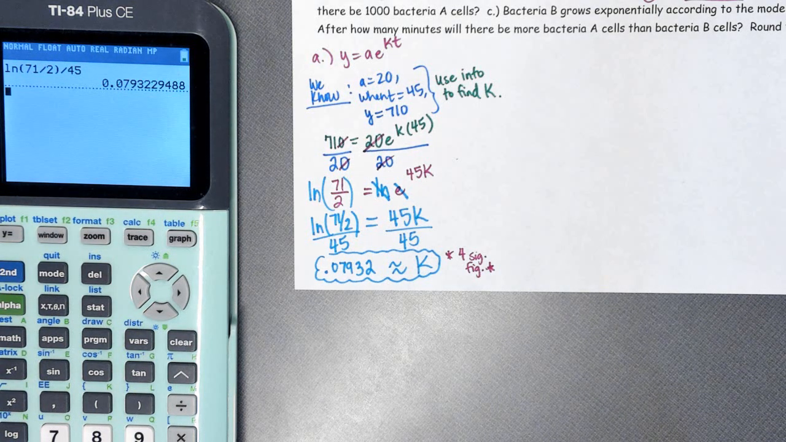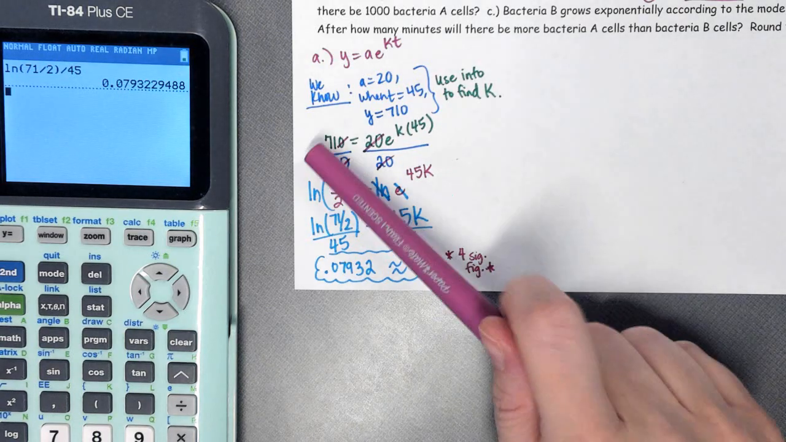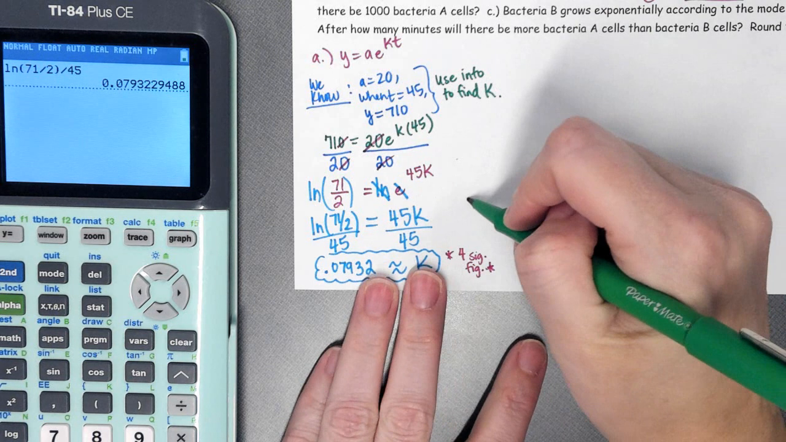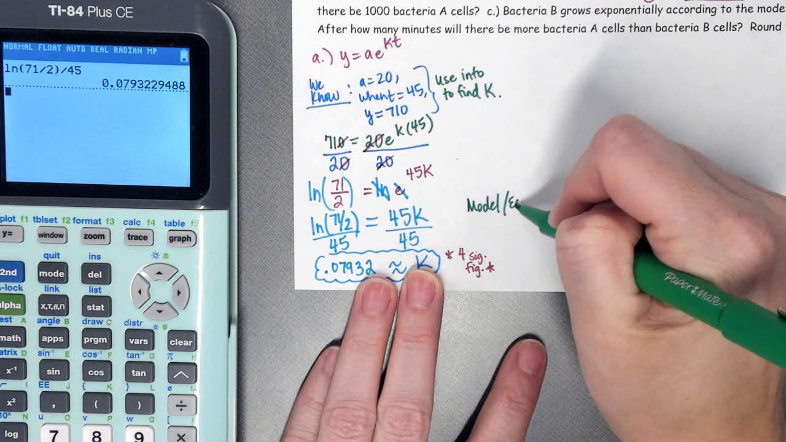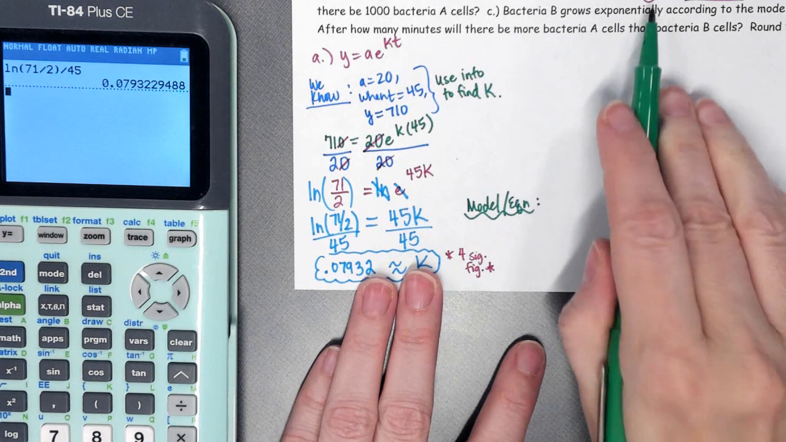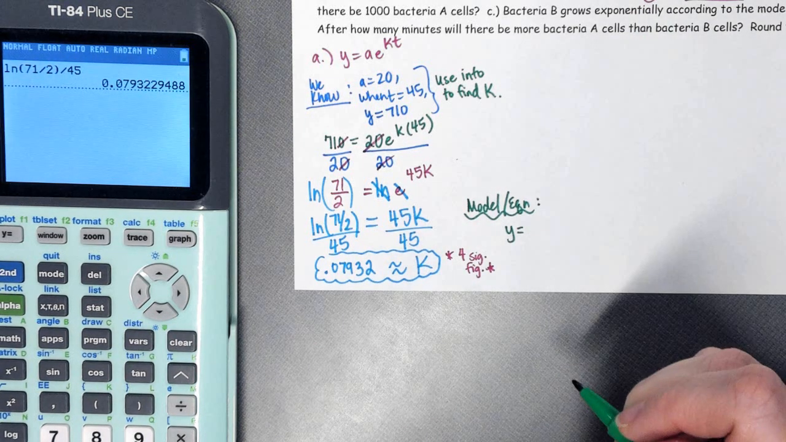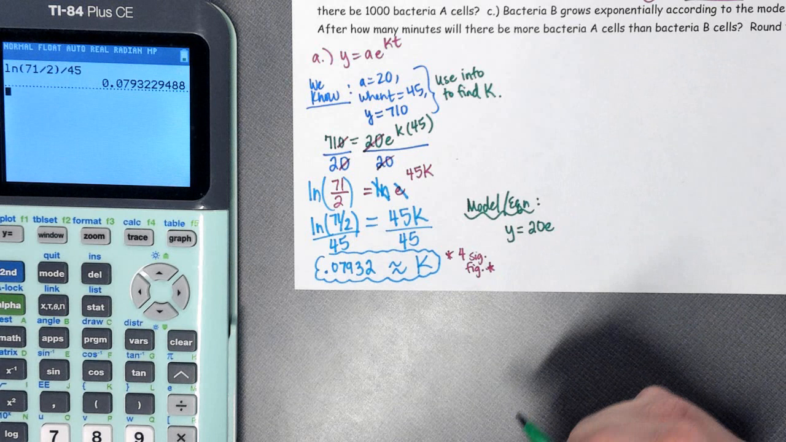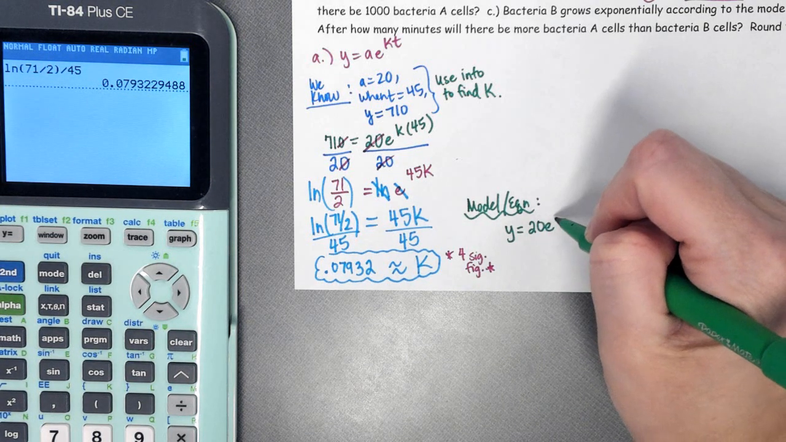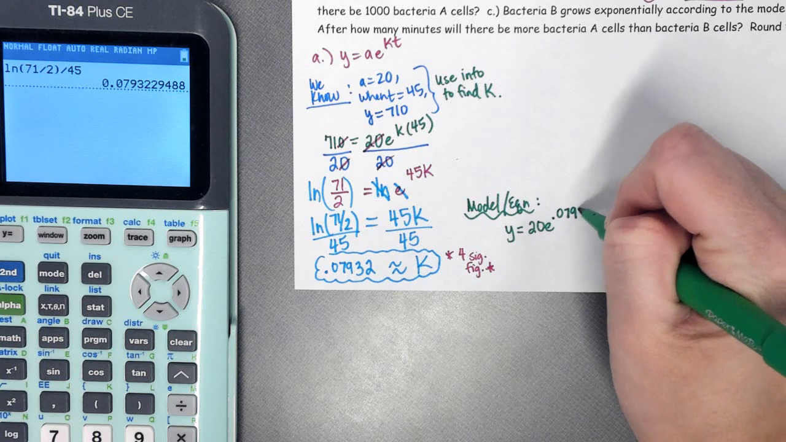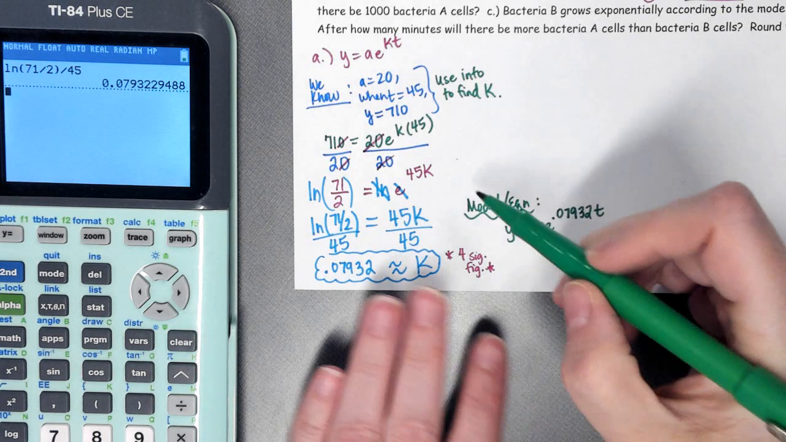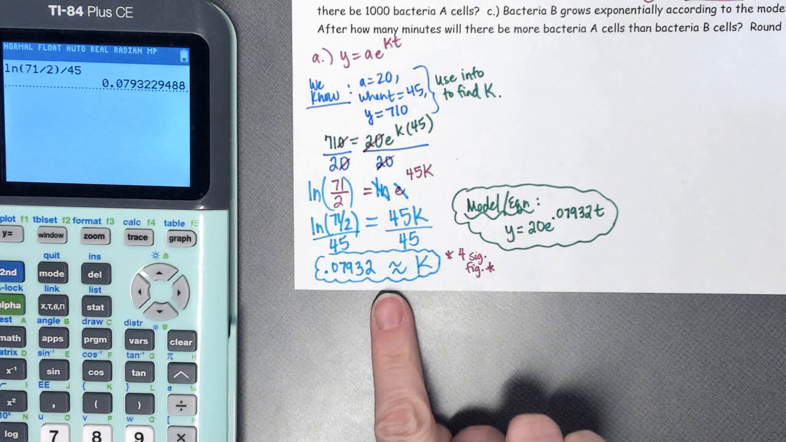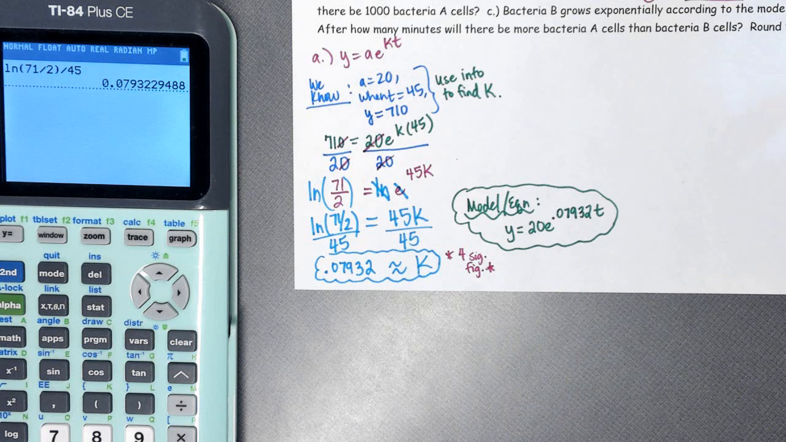Now remember, what they asked us to do in part A is to write the equation. An equation is the same thing as a model. It's modeling the situation. It tells you y, so we're going to use y equals. Your A value is still 20. Your E is going to be the exponential function, and then it's 0.07932 t. So you have to have K in order to make your model, your equation.